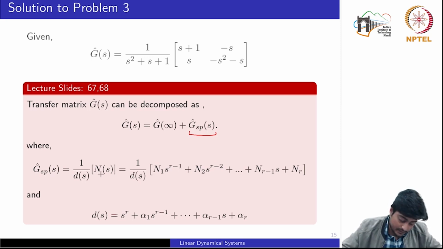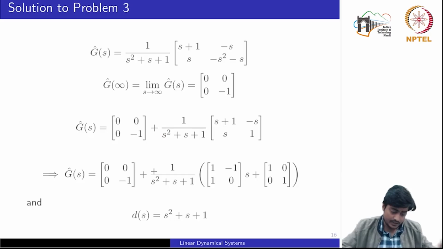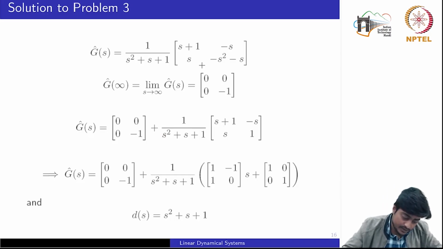Once we have this matrix n of s, we represent it again as a summation of some constant matrices multiplied by powers of s. So we'll see in detail how we can obtain these matrices. So g hat of s is given to us as this one. For the first part, what happens when s tends to infinity, we can compute, and it is given by 0 0 0 minus 1.